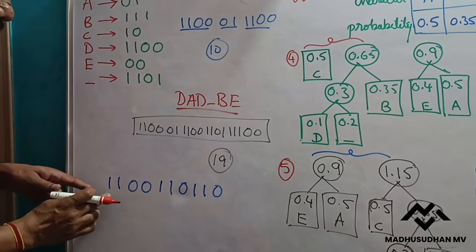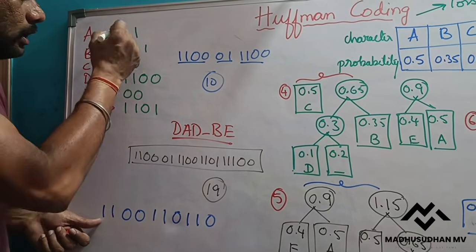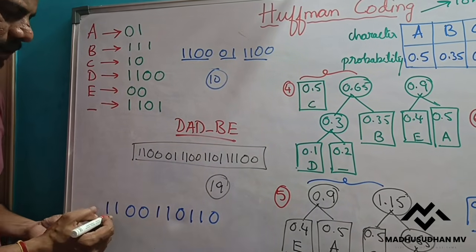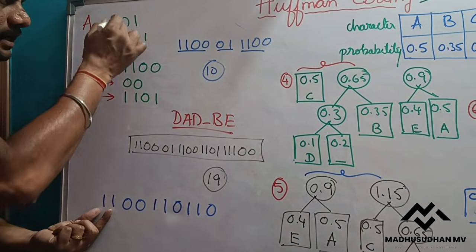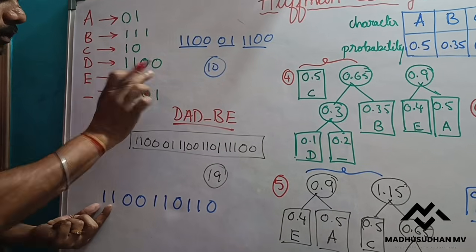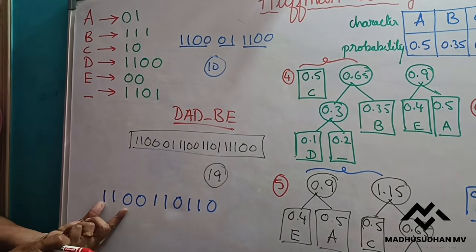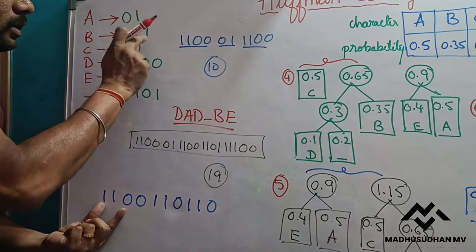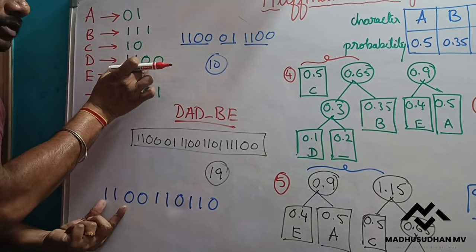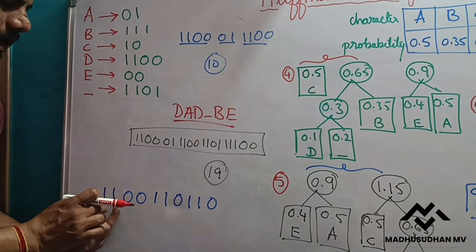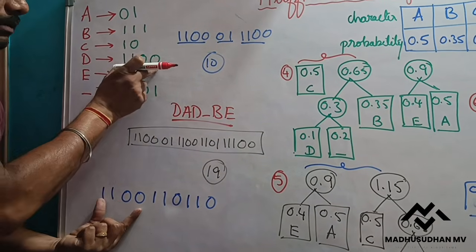First, check character by character. Is any single-bit code there? No. So not 1. Is 1, 1 there? No, 1, 1 is not there. So let's take 1, 1, 0. Is 1, 1, 0 there? No, 1, 1, 0 is not there for a complete code. Then 1, 1, 0, 0. Yes, 1, 1, 0, 0 is there.